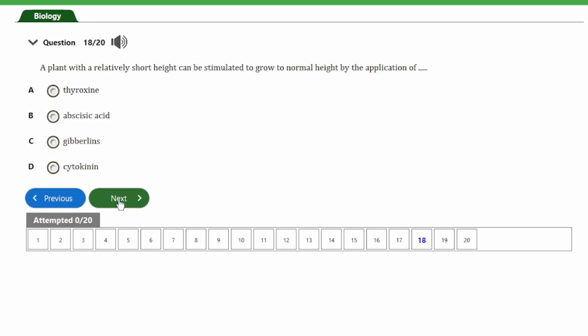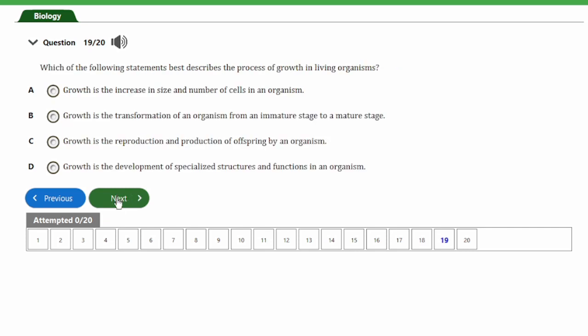It says, a plant with a relatively short height can be stimulated to grow to normal height by the application of A, thyroxine, B, abscisic acid, C, gibberellins, and D, cytokinin. So guys, I believe by now you should know the answer to this question, and that's option C. Gibberellins can actually be used to stimulate these plants to grow, due to the fact that they lead to stem elongation, germination, and so on. So guys, let's look at the next question, and that's question number 19.